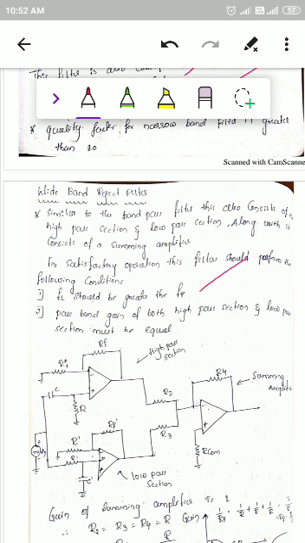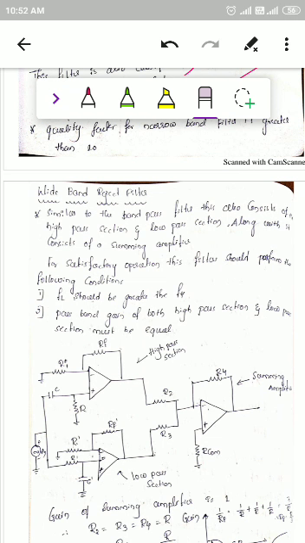That is one condition. Another condition is that the pass band gain of both the high pass section as well as the low pass section must be equal. That is, AF of both the high pass filter as well as the low pass filter should be equal. These are the two conditions that your filter should satisfy for satisfactory operation.